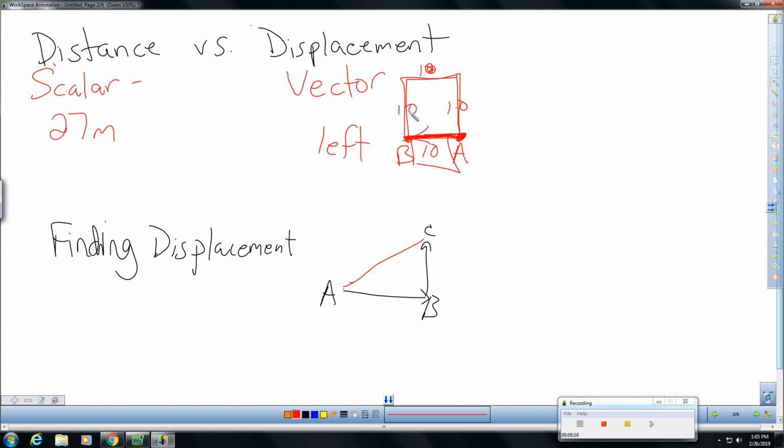Displacement is finding the shortest possible path from A to B, or what we really need to say, from start to end.